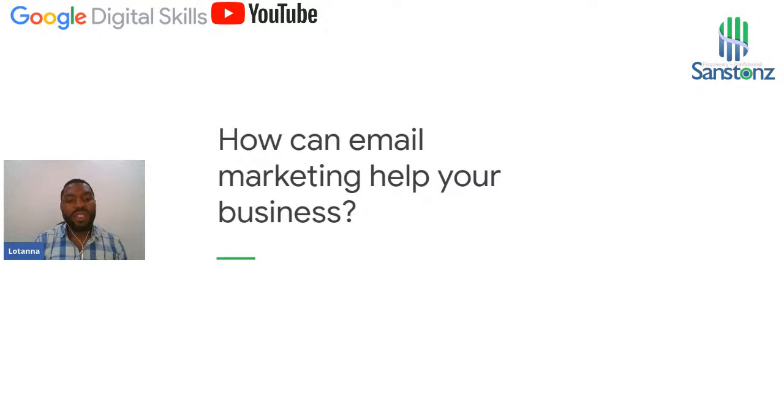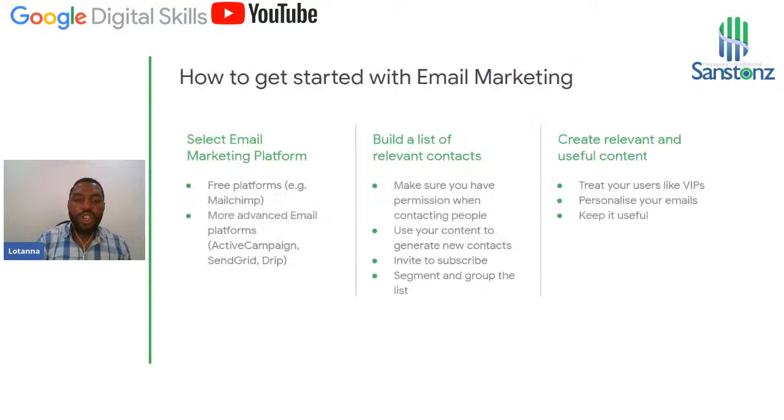So how can email marketing help your business? Let's deal with email marketing. How to get started with email marketing? All you need to do is select an email marketing platform. There are a lot of email marketing platforms out there. We have Mailchimp, for instance. It's a free platform. We have more advanced email platforms such as ActiveCampaign, or SendGrid or Drip. So these are email marketing platforms.